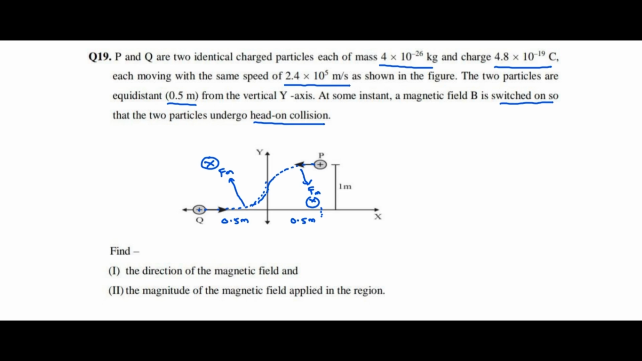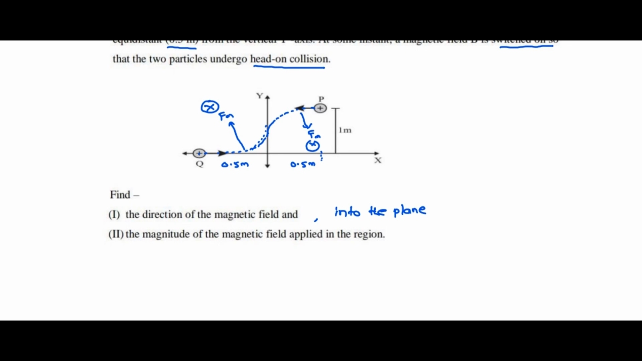Therefore, from Fleming's left hand rule, the direction of the magnetic field is into the plane. Then only that is possible. Coming to the magnitude of the magnetic field applied in this region, both of them will continue in a circular path. Then the radius r is equal to mv by qB. From this, B is equal to mv divided by qr.